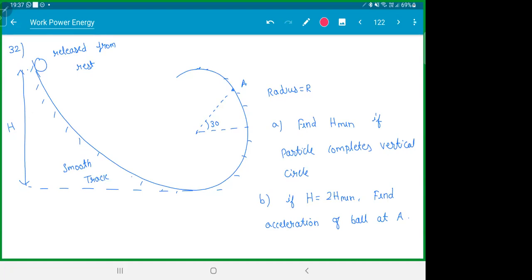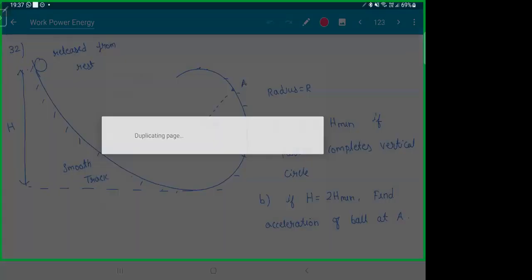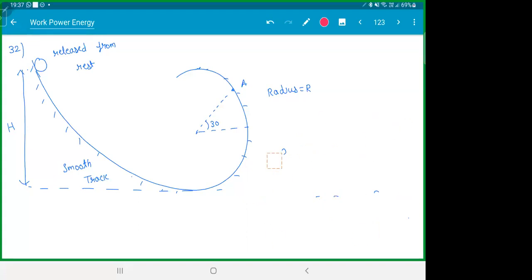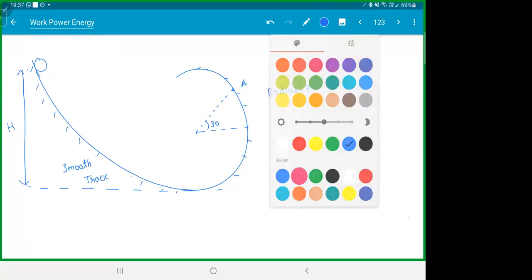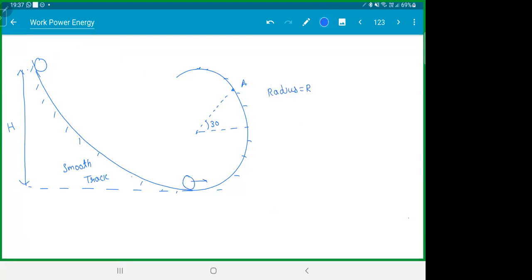See the first part. So this is simple. When you want to complete a vertical circle, we just proved that at this point the speed should be at least root 5gL. So if the speed is at least root 5gR, you will complete a circle.